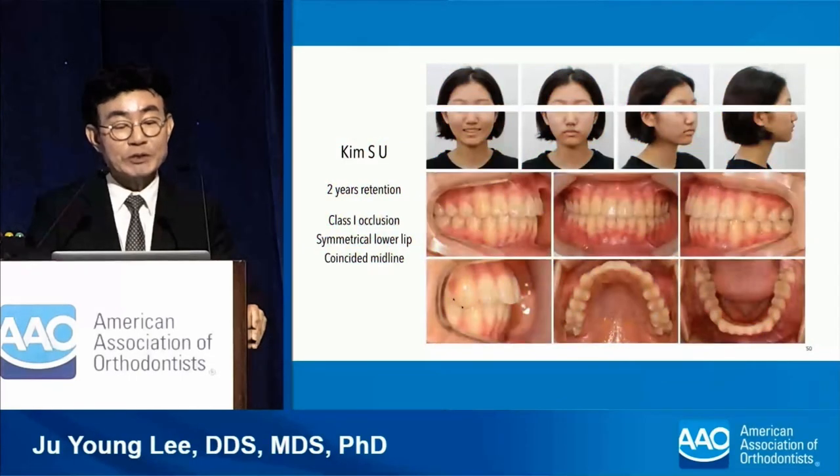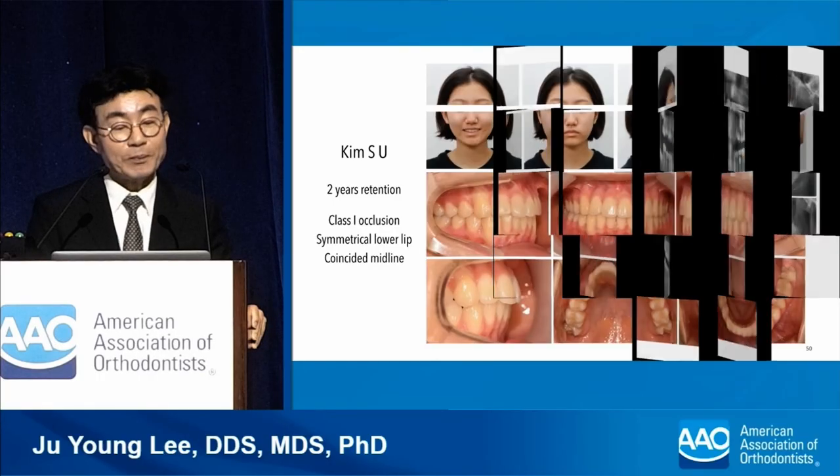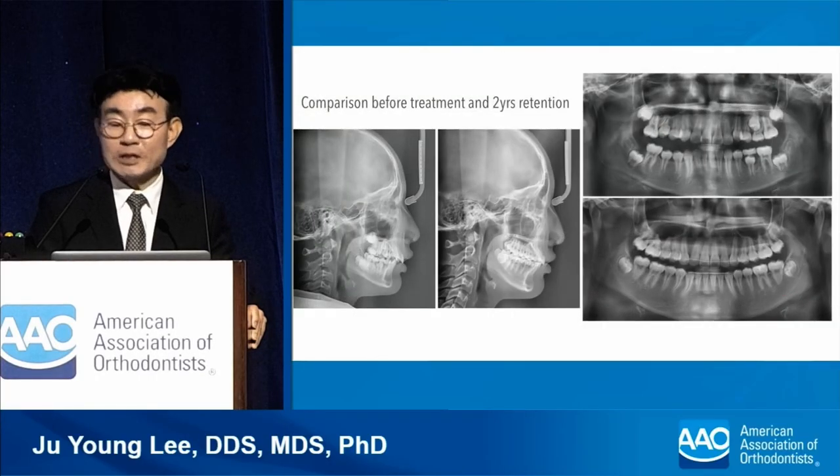After 2 years of retention, the class 1 occlusion was well maintained. Class 2 skeletal features still remained, but the patient was still in fair harmony. The skeletal and dental relationship still remained stable.